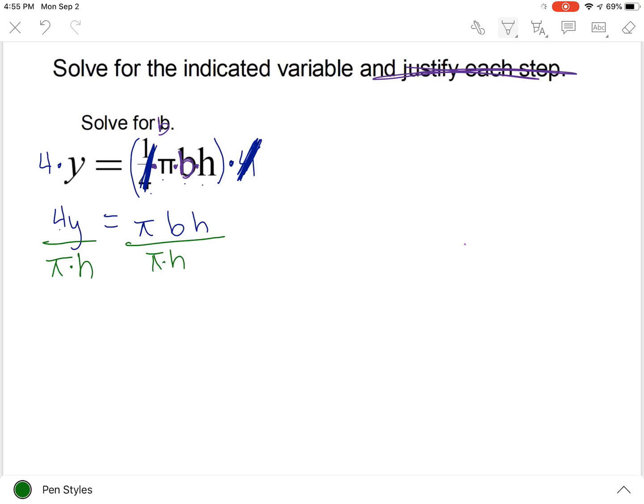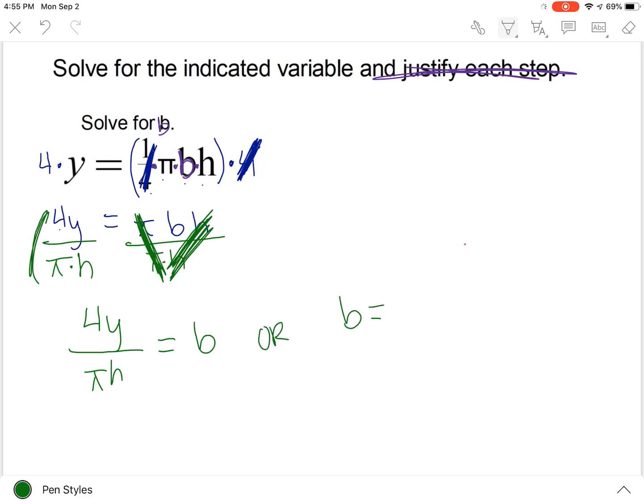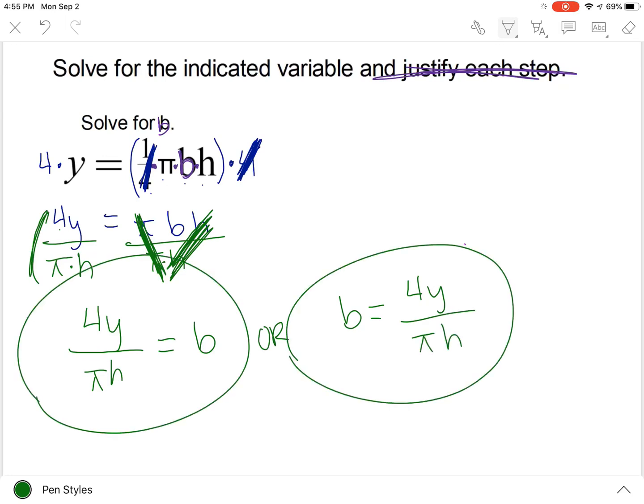Well, notice that 4y divided by pi times h, there aren't any like terms there, so we just leave that as 4y divided by pi times h. And over on the right-hand side, pi divided by pi just eliminates to 1, h divided by h just simplifies to 1. So all that we're left with is b. And again, we can flip that around to be b equals 4 times y divided by pi times h. And that is our final answer.